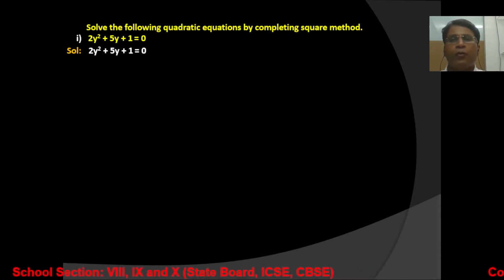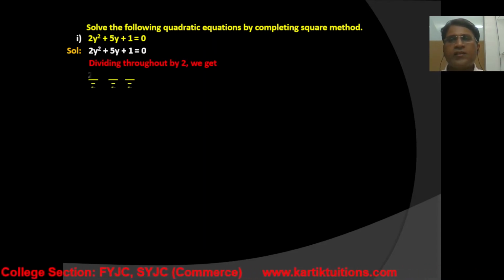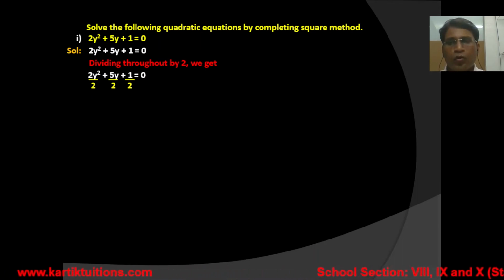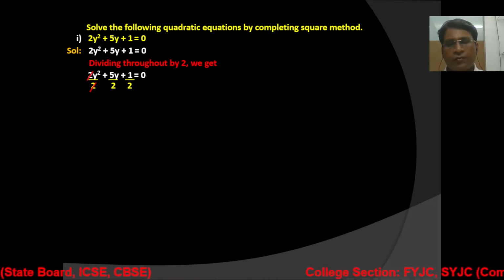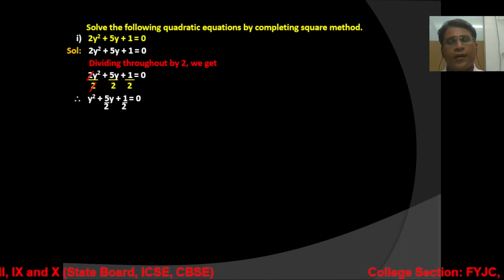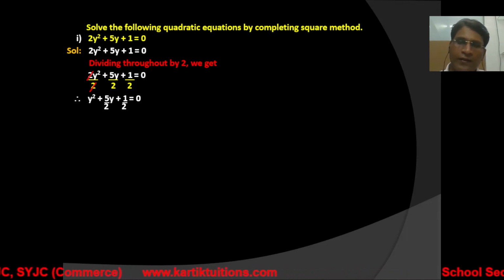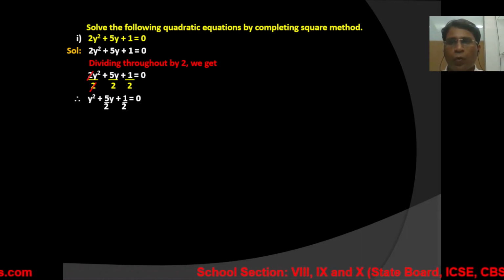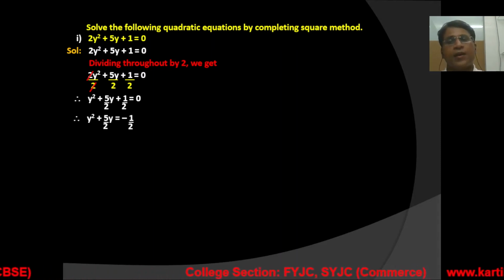Now we have to make it 1. So to make it 1, we have to divide throughout the equation by 2. In other words, I'll divide each term by 2. Now when I do that, the 2 of the y square coefficient gets cancelled. So basically the equation will become y square plus 5y upon 2 plus 1 upon 2 is equal to 0. Now the second step, variables on this side, constant on that side. Now the terms which have a variable will stay on the left hand side and we will shift the constant to the right hand side. Which is the constant here? Plus 1 upon 2. I'll shift it to the right hand side, so it will become minus 1 upon 2. So our second step is also over.